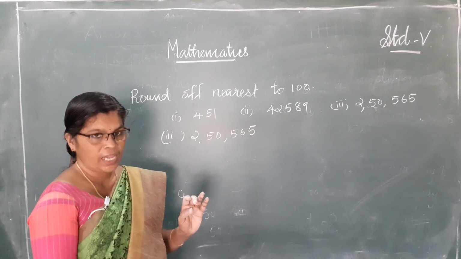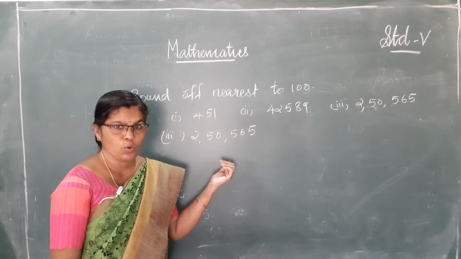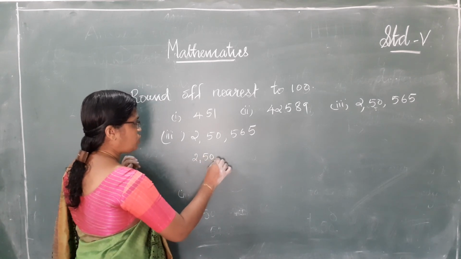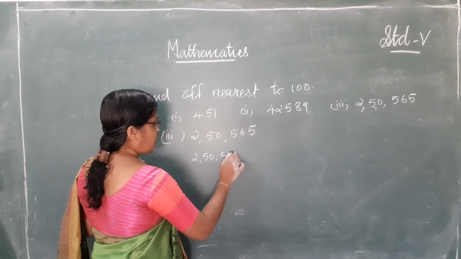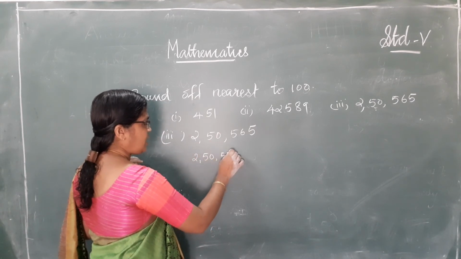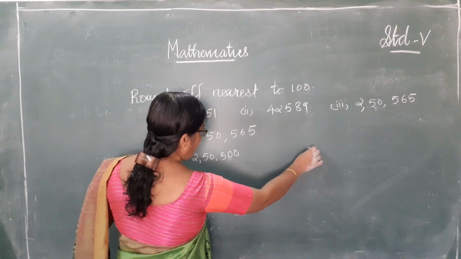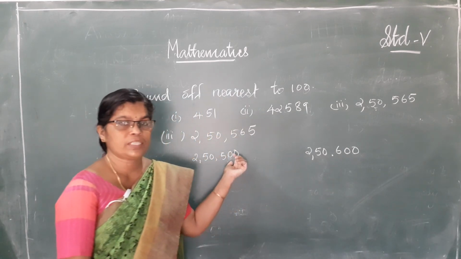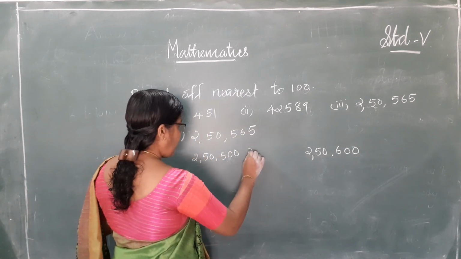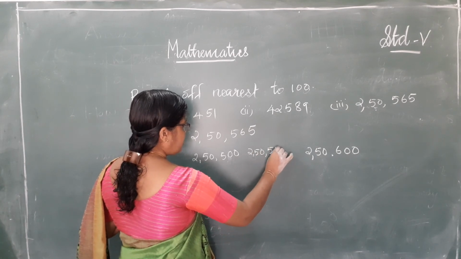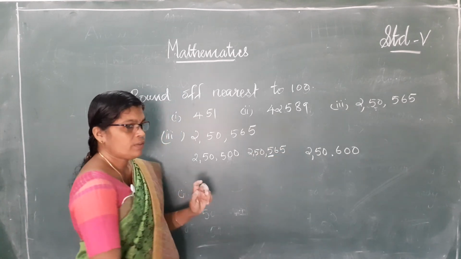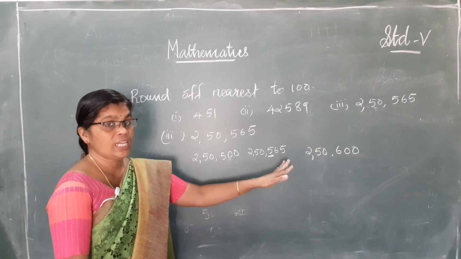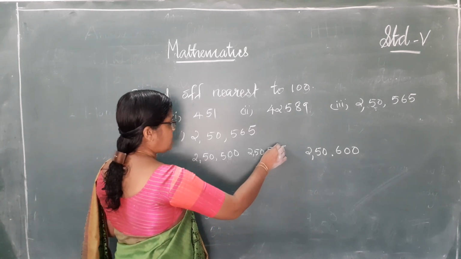Now next number, third number is 2,50,565. Now we have to round off nearest to 100. So this 2,50,565 comes in between 2,50,500 and 2,50,600. Right? It comes in between these two numbers. Now see, hundreds place. We have to round off nearest to 100, isn't it? Now it depends on the tens place digit. Tens place digit, you see, it is 6.